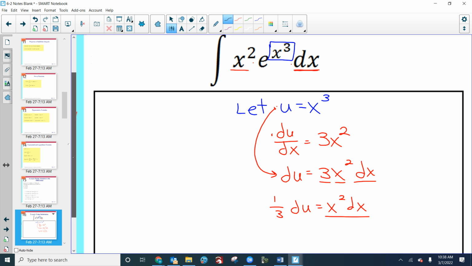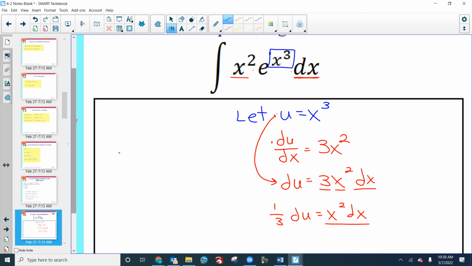I'm going to try to color code this for you to make it as easy as possible. Integral. The e does not change. That is the function I'm working with. But the exponent is now e to the u. And the x squared dx turned into, what is it equal to? 1/3 du. Everything in red got substituted in red. Everything in blue got substituted in u.